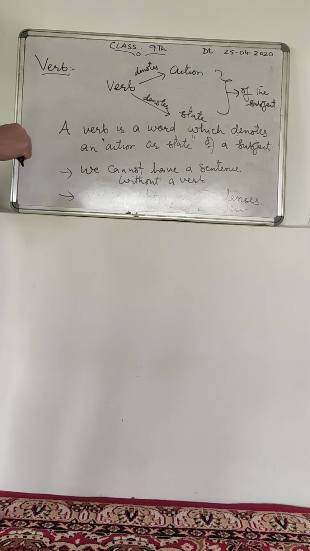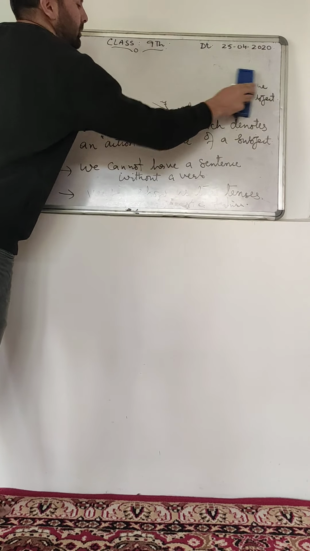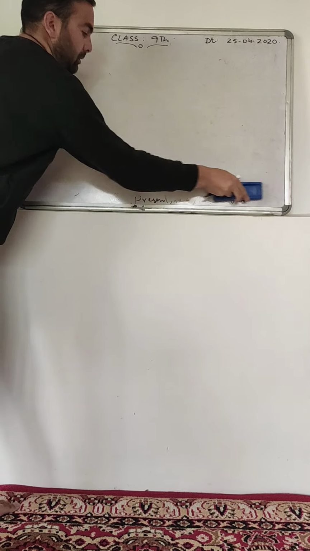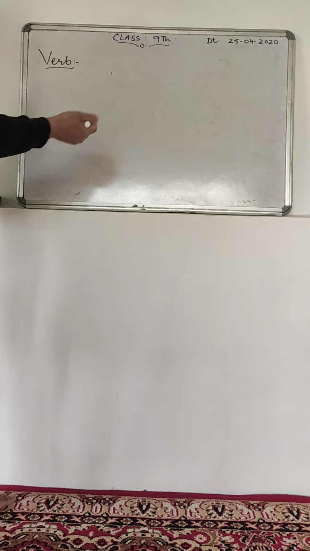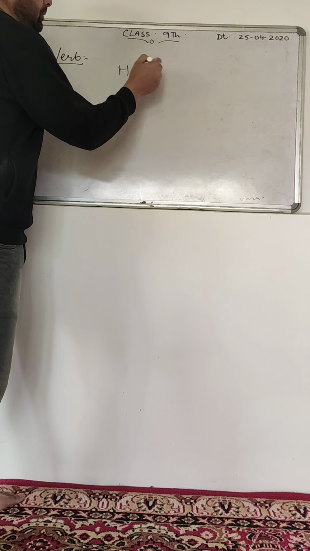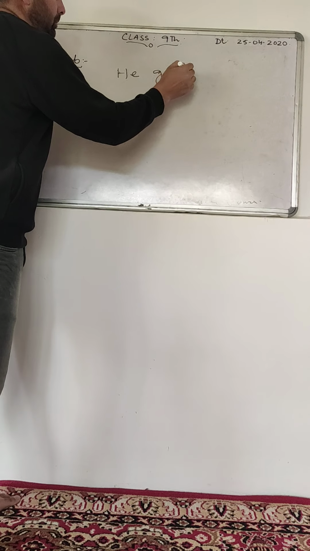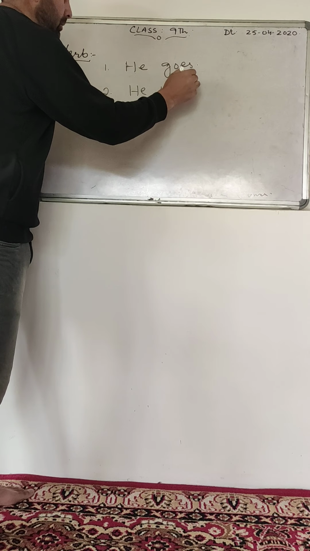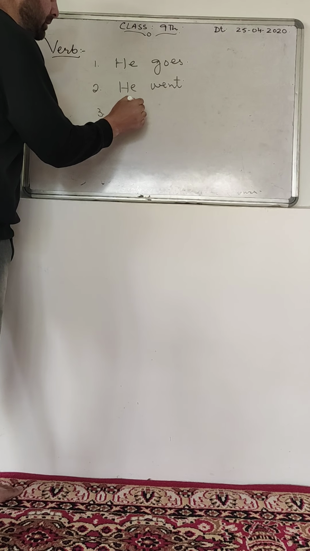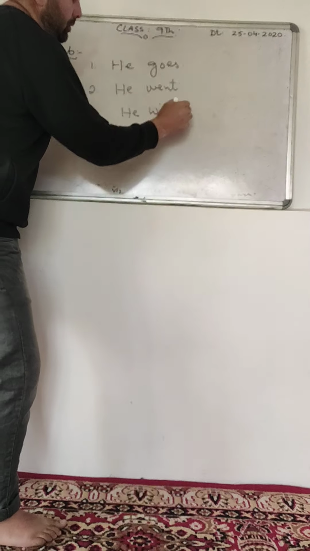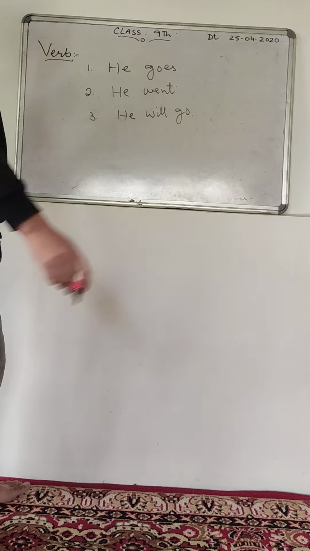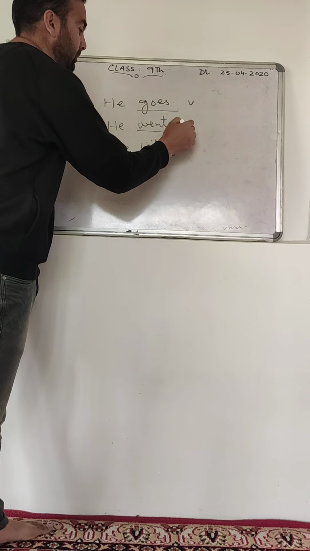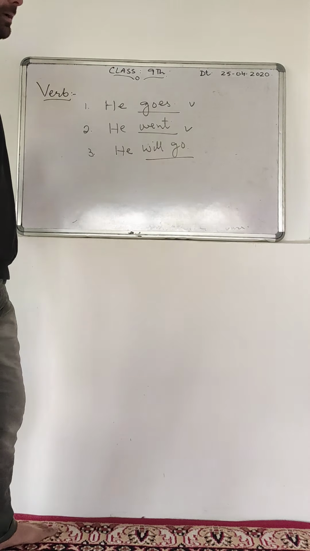To understand this, I may write some words here. For example, I write number one, he goes. Number two, he went. Number three, I will write here he will go. Students, goes, it's a verb. Similarly, went, it is also a verb. Will go, this is also a verb.